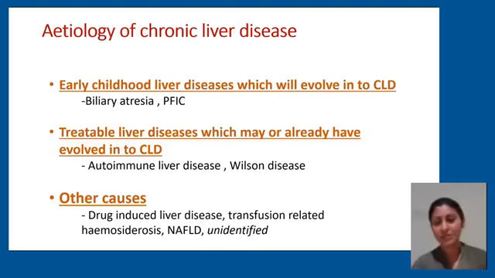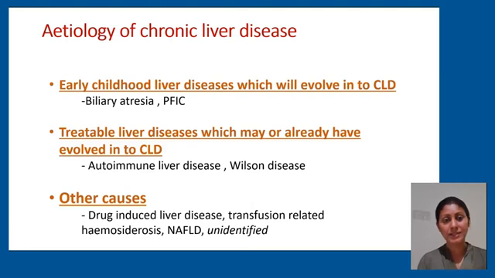So we were talking about etiology of chronic liver disease. There are early childhood liver diseases which will evolve into chronic liver disease, like biliary atresia. Even though they have Kasai, still they will progress into chronic liver disease and will ultimately require liver transplantation. Similarly, the genetic disorders like PFIC, progressive familial intrahepatic cholestasis, will definitely progress into chronic liver disease. Secondly, there are the treatable liver diseases like autoimmune liver disease and Wilson disease. If they present early, we might prevent the progression into chronic liver disease. So that's the second category.